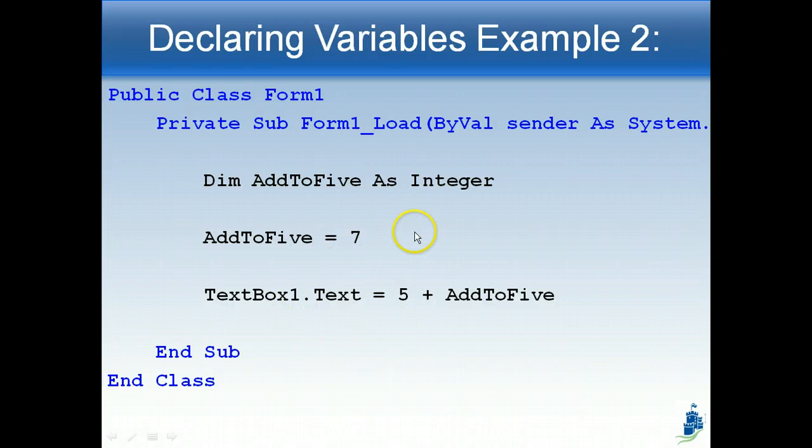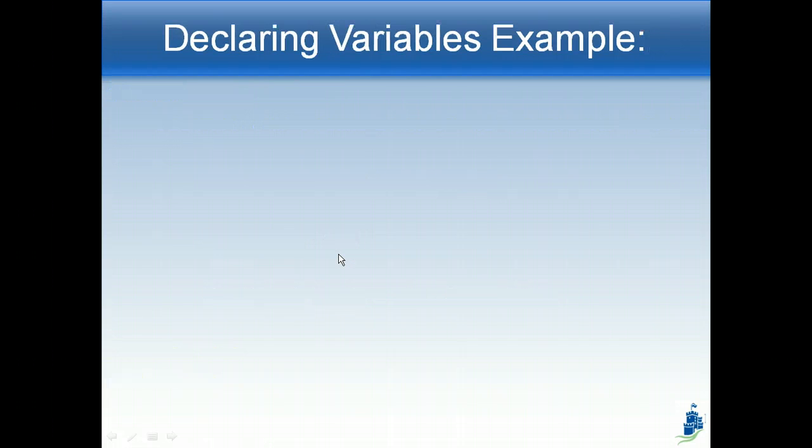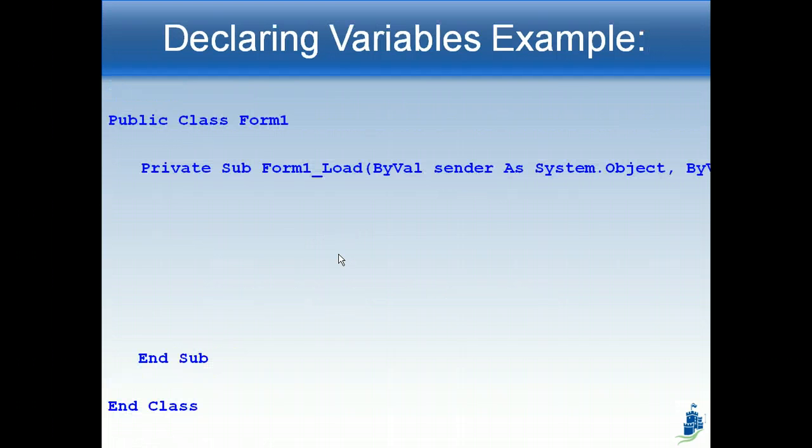So that's a real basic example of what you can do with a variable. There's no reason to do this, right? Because I could just put the 7 right here instead of going through the whole variable everything. But this is just an exercise. Let's try another one. Same thing. We're in a form load subroutine in the overall program. And we'll start the same way.